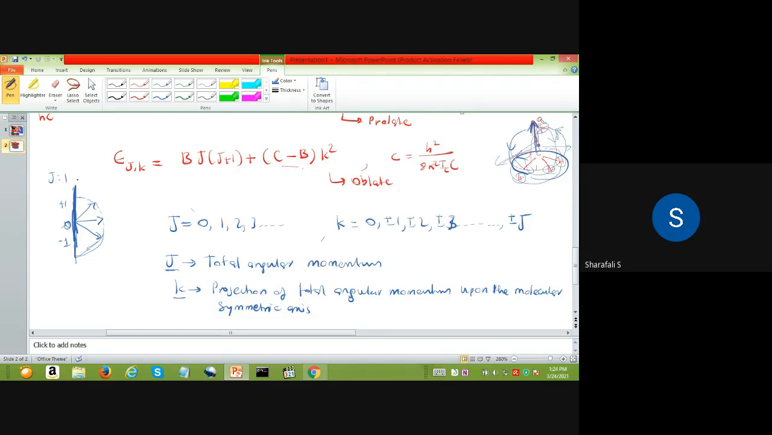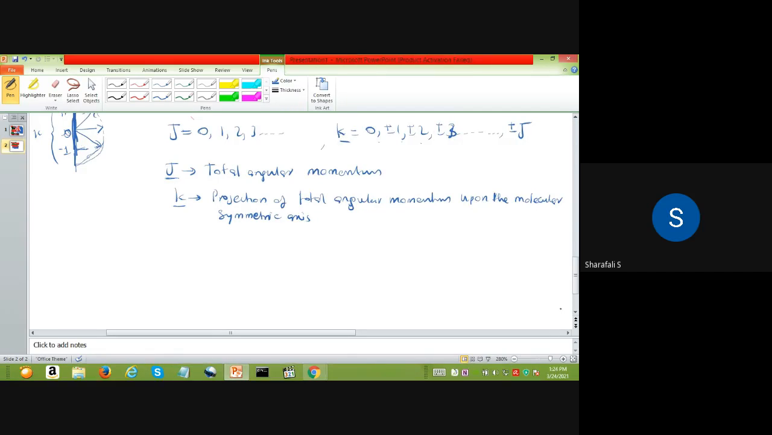If you consider the symmetric axis of the molecule to be in this direction, the projection of the total angular momentum on that axis will give you the K values. So for J equal to 1, these are the K values. They give you the projection of the total angular momentum, and J is the total angular momentum. So we have K equal to 0, plus or minus 1, plus or minus 2, plus or minus 3, up to plus or minus J.